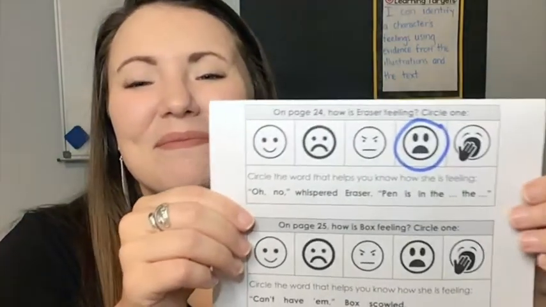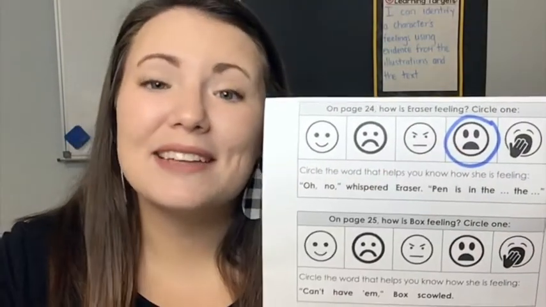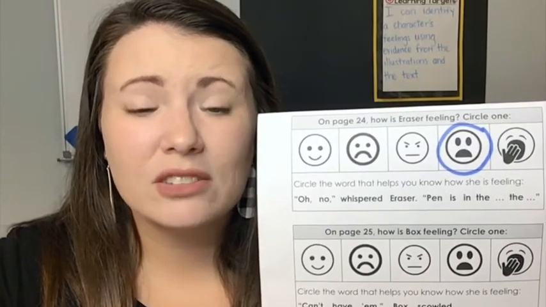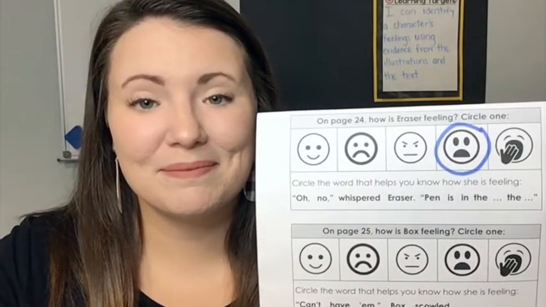Which one of the faces did you circle? Make that face so that I know which one you picked. Go ahead and show me. Oh yeah, that's what I picked too. I chose this face because I felt like Eraser is kind of scared or shocked even. So I circled the scared face.